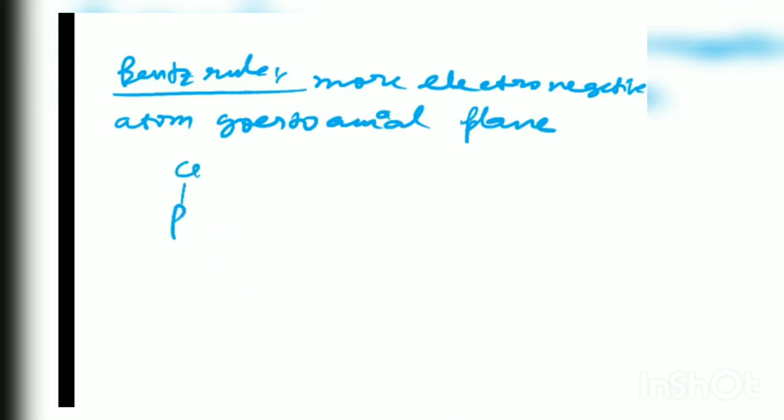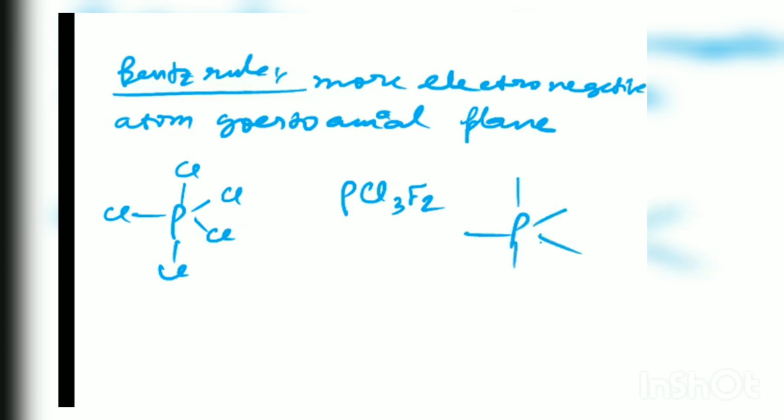We are just drawing it casually because it has all Cl atoms, right? But what if it has PCl3F2? So what are we going to do then? We're going to write its structure. According to Bent's rule, the more electronegative atom will go to the axial plane. That means fluorine is more electronegative than Cl, so obviously fluorine will go to the axial plane, and the rest of the Cls are added here.